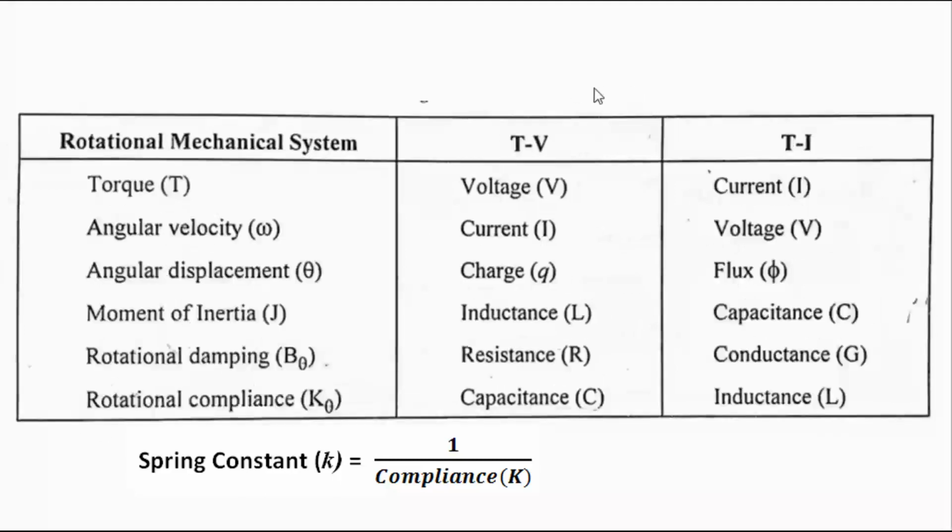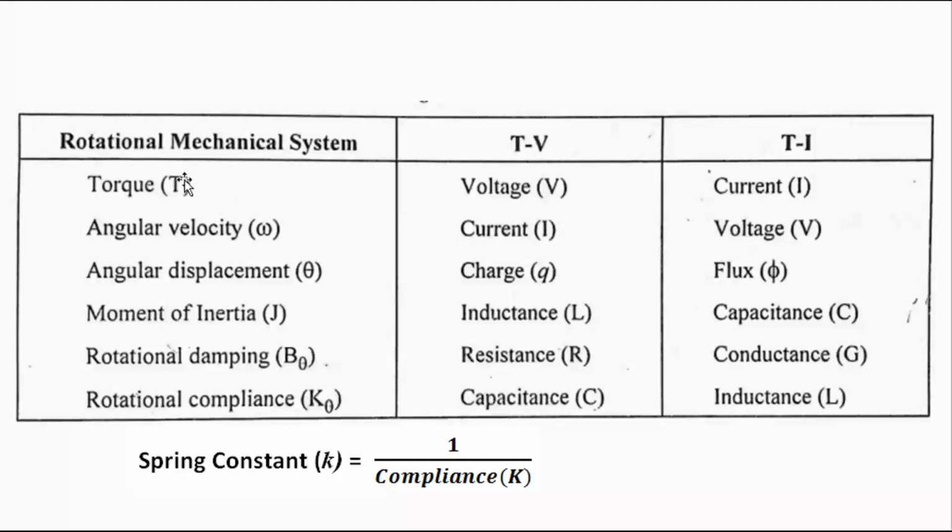Now let's see the rotational system. The rotational mechanical system is compared with the electrical system. Rotational mechanical system is compared with the torque voltage analogous system. The analogous quantities are torque, and the corresponding similar quantity in the torque voltage analogous is voltage. Here angular velocity, current; theta, charge; angular displacement, charge; moment of inertia, inductance; rotational damping, that is damping coefficient B, here resistance; here the stiffness of the spring or spring constant K, here capacitance C.